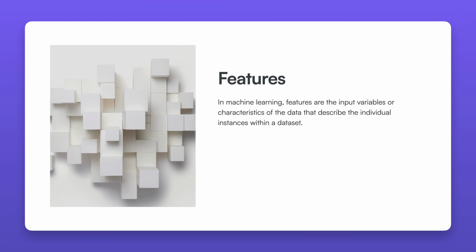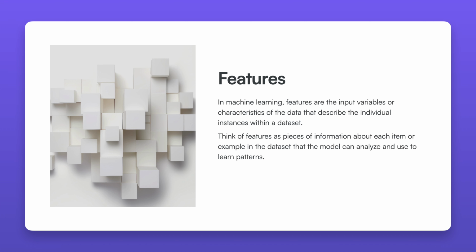So features are input characteristics or attributes that a machine learning model uses to make predictions, like the size of a house, pixels of an image, or words in a text. Think of features as pieces of information about each item or example in the dataset that the model can analyze and use to learn patterns.